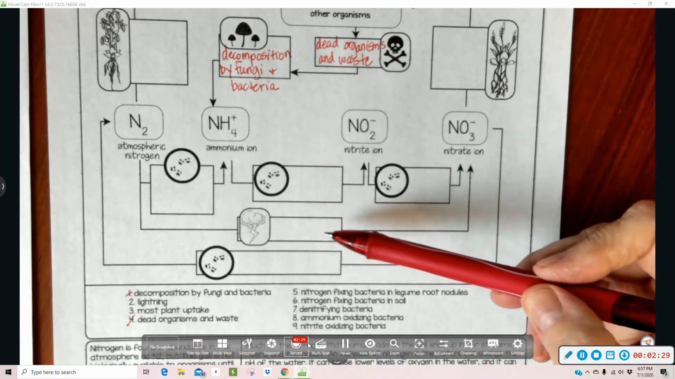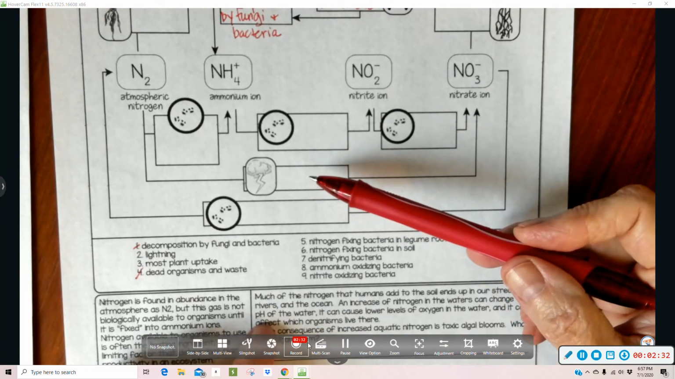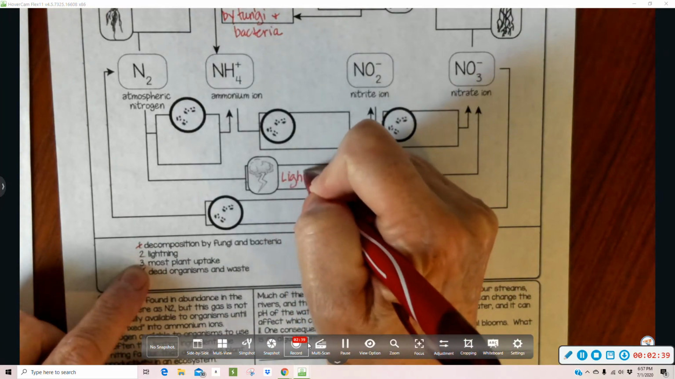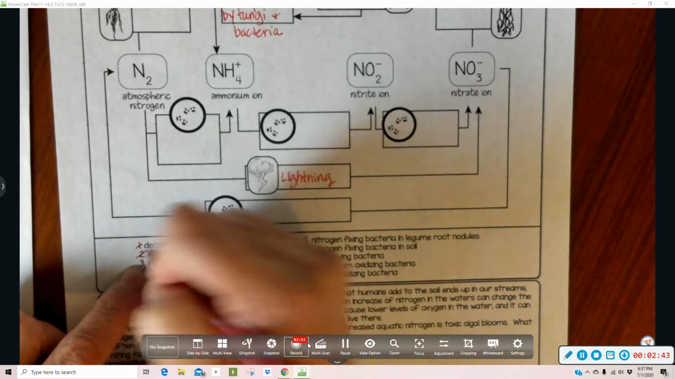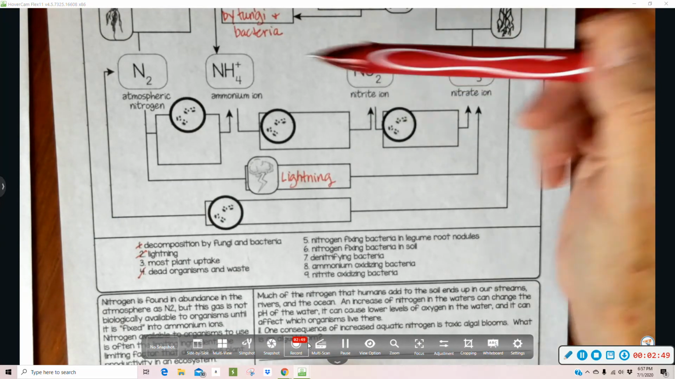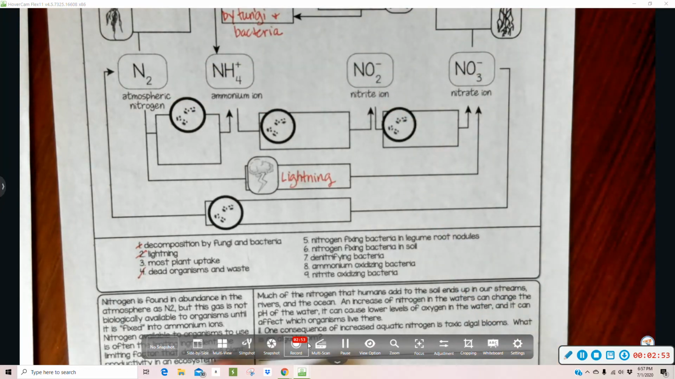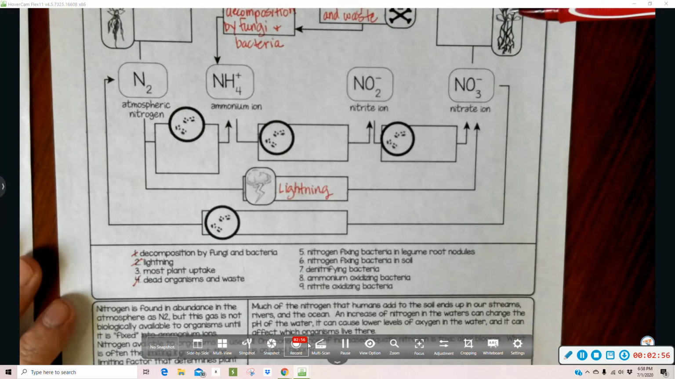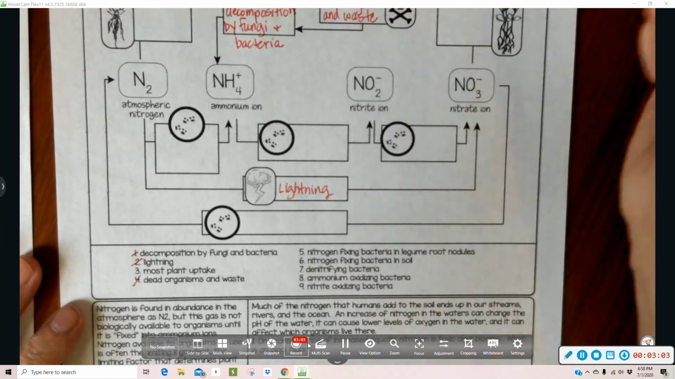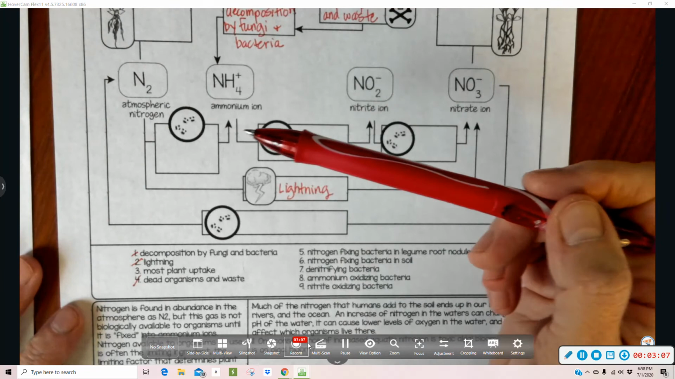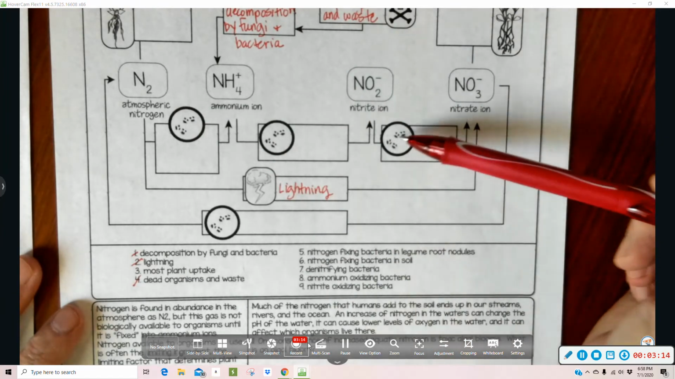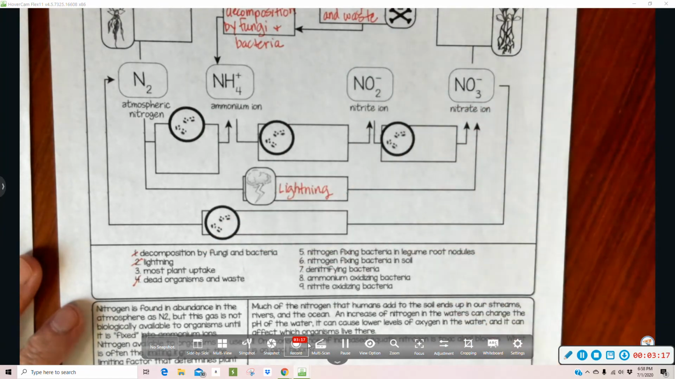Here's another one that's pretty easy to identify. That looks a lot like lightning, which is number 2. We'll cross that off. Here we have nitrates, nitrite, ammonium, atmospheric nitrogen, all labeled for us. And we do have some plants. Here's a plant, and it looks like here's a root with nodules going on there. This one looks like bacteria, and that one, and that one, and that one. So that'll give us an idea.